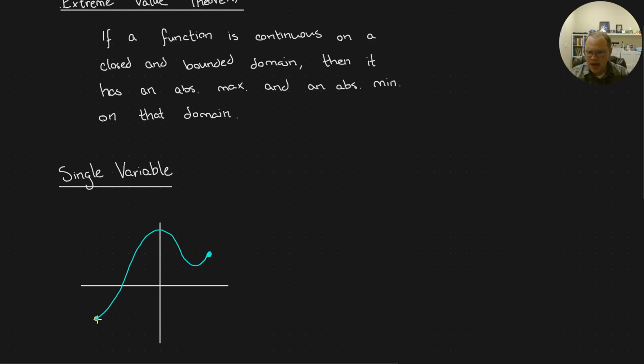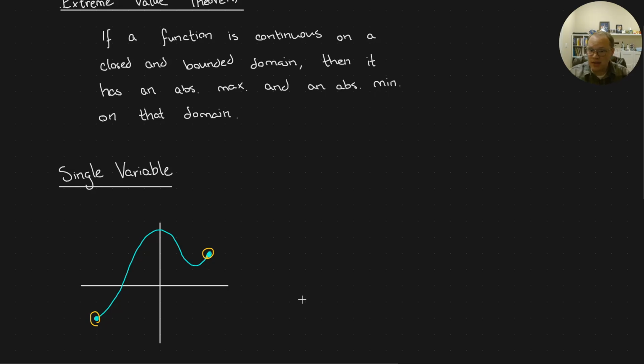Also, notice that the endpoints themselves could be the absolute maximum or the absolute minimum. In this particular example that I've drawn, the dot is the absolute minimum. This left endpoint is the absolute minimum. Okay? There is no way to connect this dot to this dot in a continuous way without having an absolute maximum and an absolute minimum.